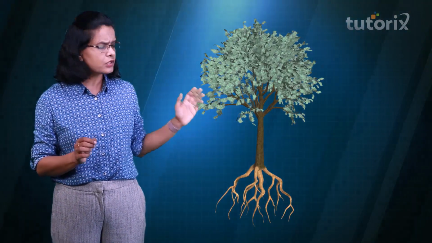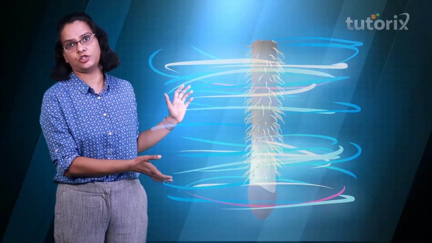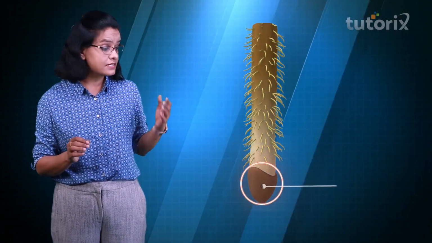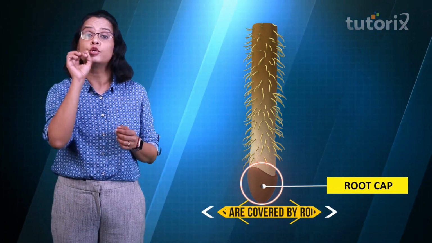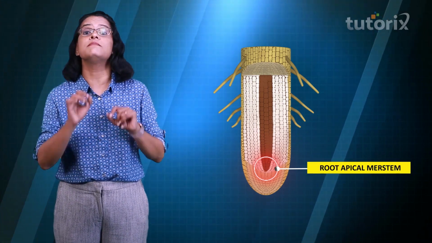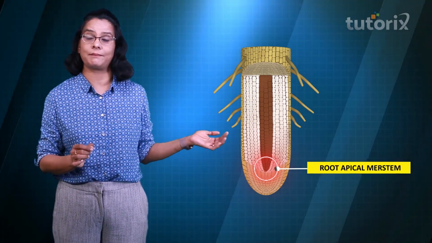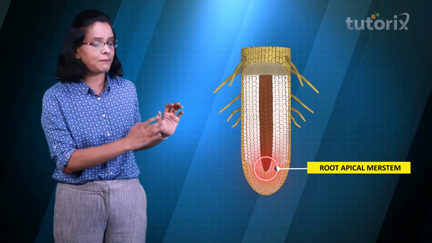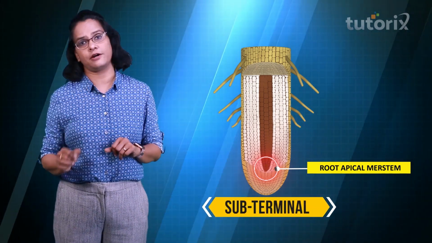Friends, very important thing to note about the root apical meristem is that it is subterminal. Now, what does this mean? Well, let me explain you with the help of structure of a root. So, as you can see here, this is a root structure. And what do you see right at the terminal? Yes, it's a root cap. So, the roots are covered by root cap. And the root apical meristem is present above the root cap. And therefore, we say that the root apical meristem is subterminal.